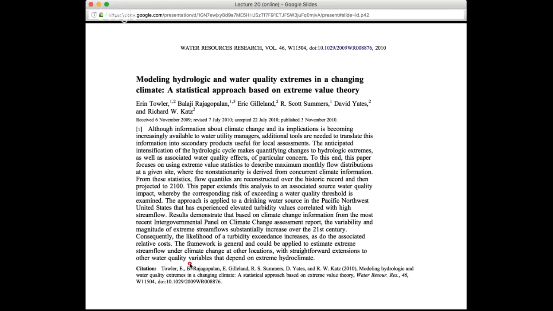In fact, I just did a quick literature search, and here's a paper in Water Resources Research published in 2010 looking at modeling hydrologic and water quality extremes in a changing climate. So there's a lot of concern about how the extremes in our water quality and, say, the stream flow or rain are going to change as climate changes. And basically they're using GEV theory to address this issue in this particular paper.